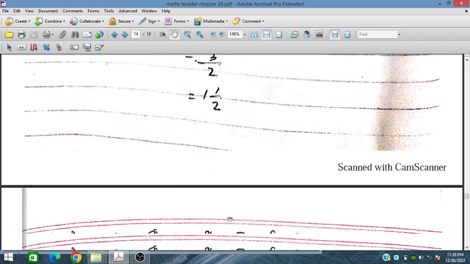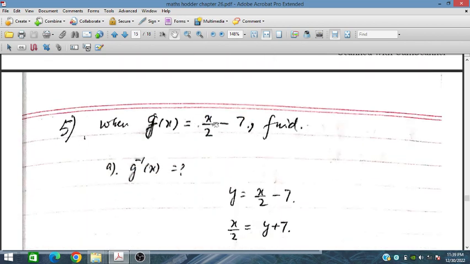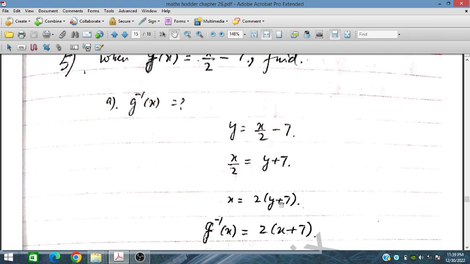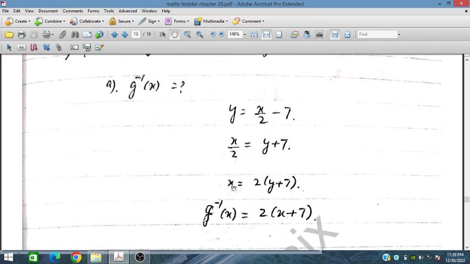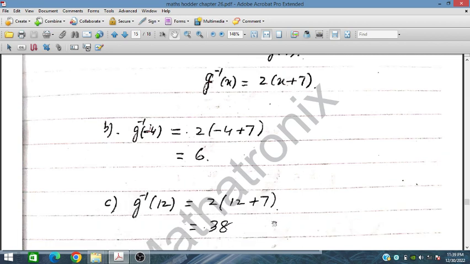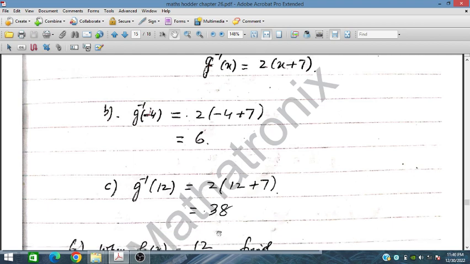Similarly, when g(x) is equal to x upon 2 minus 7, find g inverse of x. So y is equal to x upon 2 minus 7. So x upon 2 is equal to y plus 7. So x is equal to 2 times (y plus 7). So this is g inverse, which is 2x plus 7 after changing variables. So g inverse of minus 4: in place of x we write minus 4. So this is the answer. Then in place of x we write 12, and we get this answer.